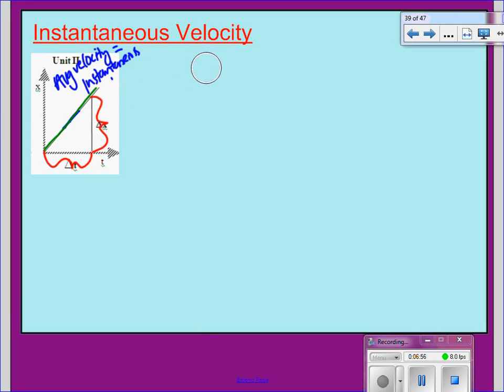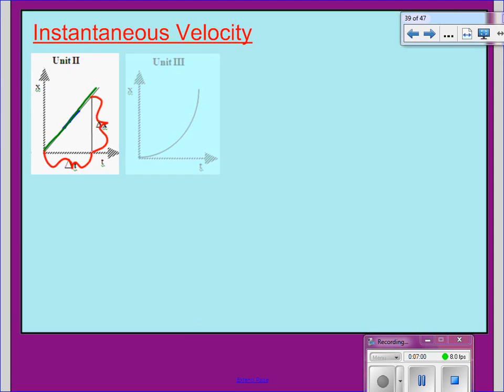What becomes difficult is when now we're not dealing with an object moving at a constant velocity, but when an object is speeding up, such as the one that we're finding in this current unit. Notice in this situation, the object is moving away from the origin, but it's speeding up. How do you know it's speeding up?